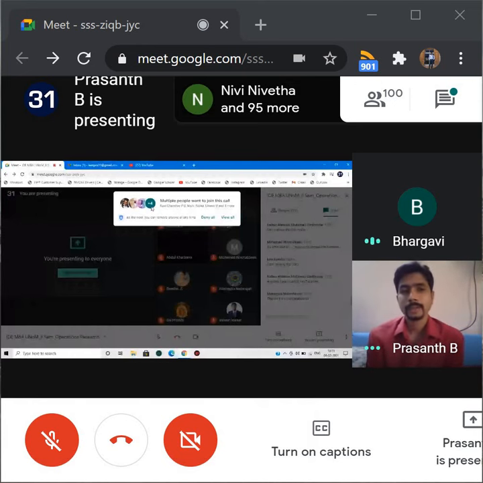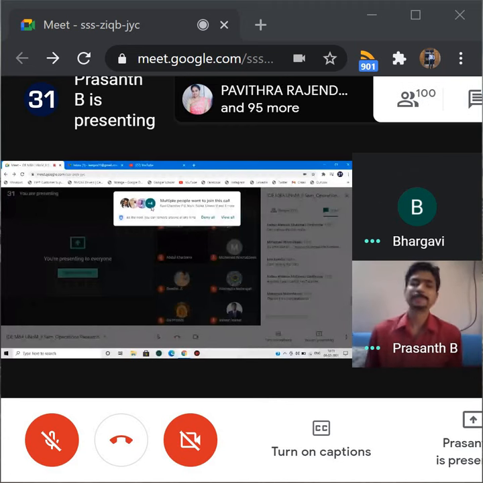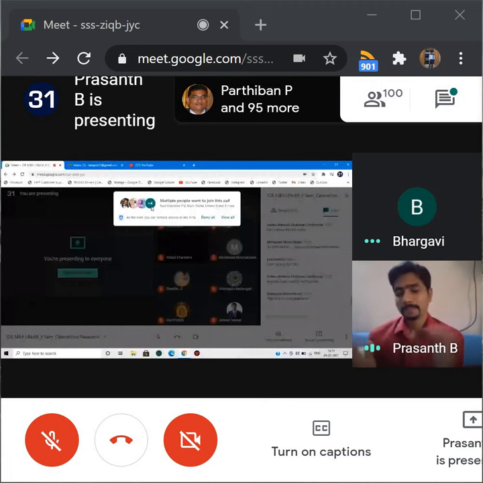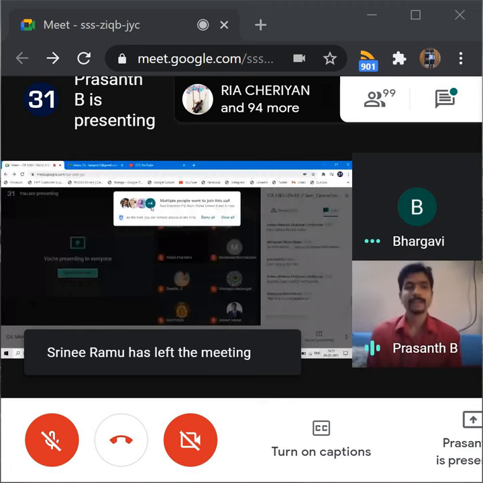In that, what's happening is very simple. You form the network diagram. In the network diagram, you have certain rules of constructing it. You just cannot construct the network diagram as it is.